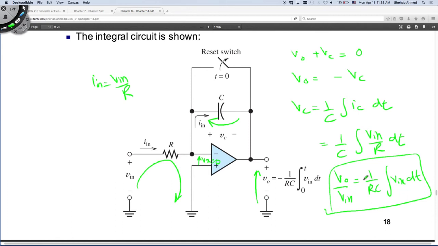It's minus 1 over RC, because there's a minus here, right? Minus. So the output is minus 1 over RC integral of V input dt. So it integrated my input voltage.